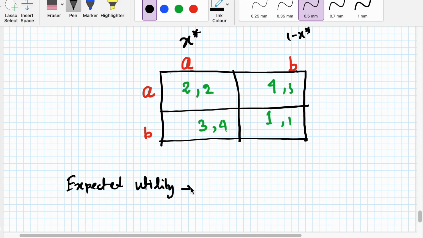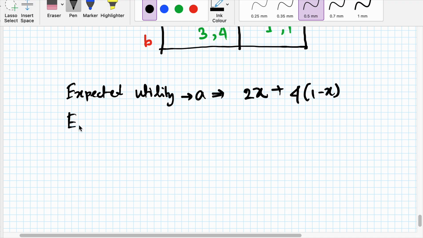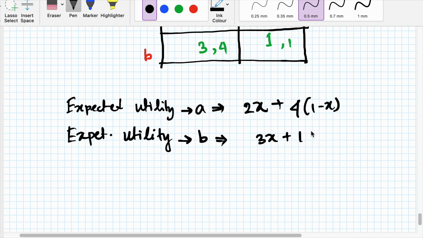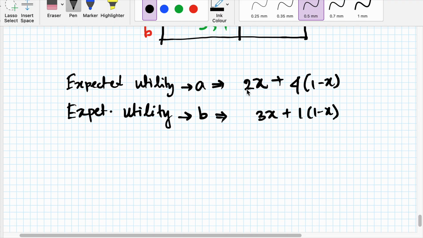utility. The expected utility corresponding to a is 2 into x plus 4 into 1 minus x. And what is the expected utility corresponding to p? That is 3x plus 1 into 1 minus x. Now we know how we can find the corresponding mixed Nash equilibrium if we equate these two: 2x plus 4 into 1 minus x equals 3x plus 1 minus x.